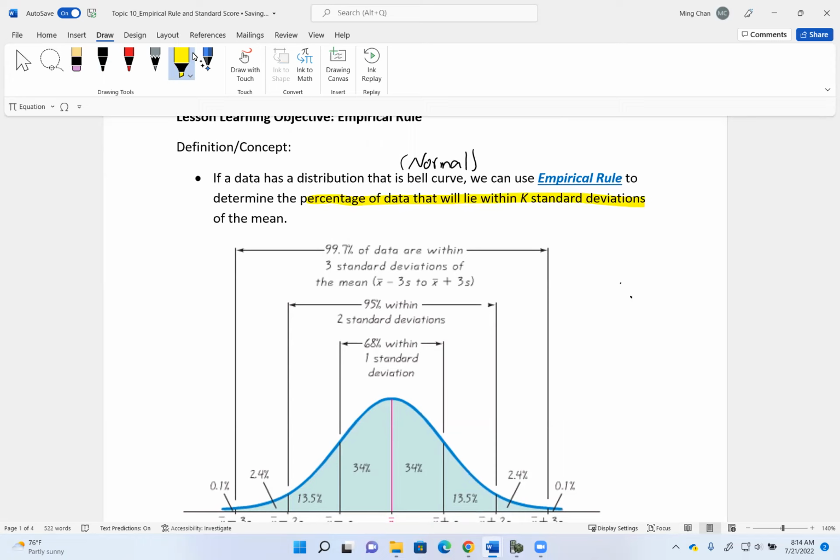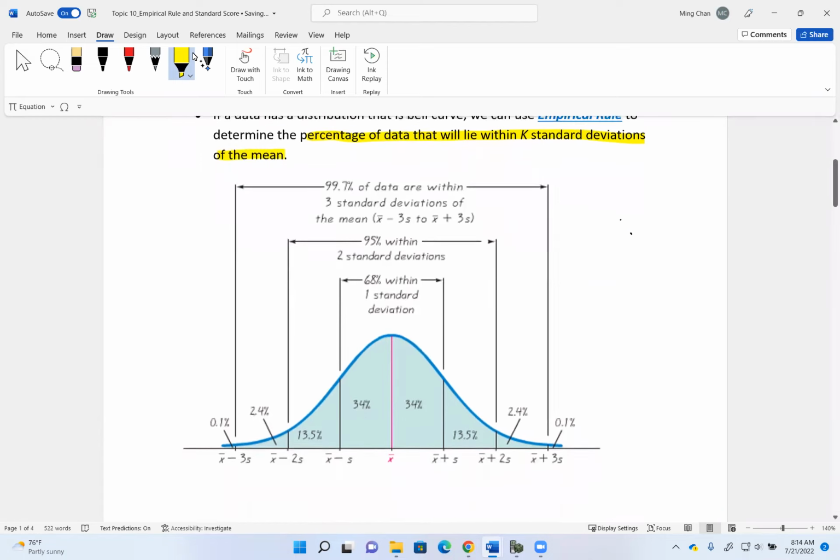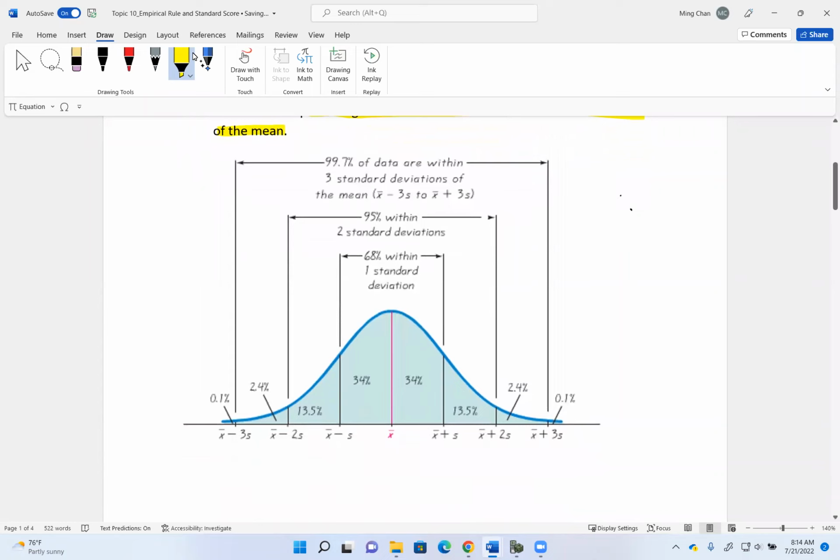So the empirical rule determines the percentage of data that will lie so many standard deviations to the mean. If I have a bell curve shape like this one, the mean always lies in the middle. One standard deviation to the right and left of the mean is 68% of the data. 68% of data lie within one standard deviation of the mean. Two standard deviations out is 95%. 95% of data are within two standard deviations of the mean.